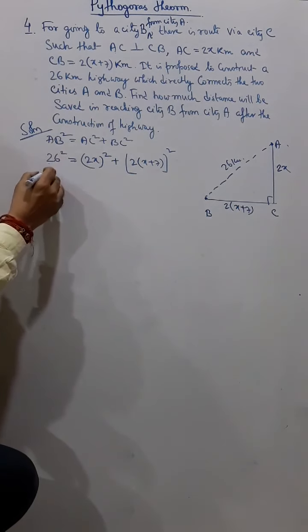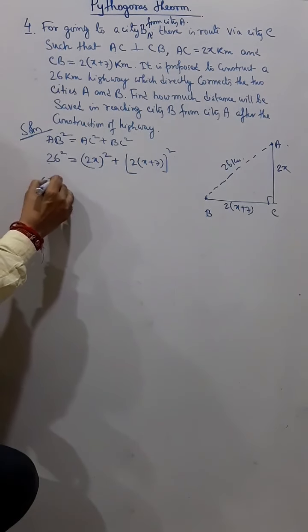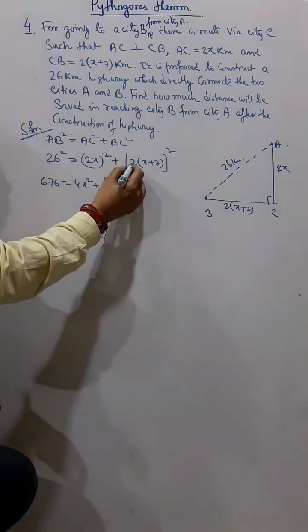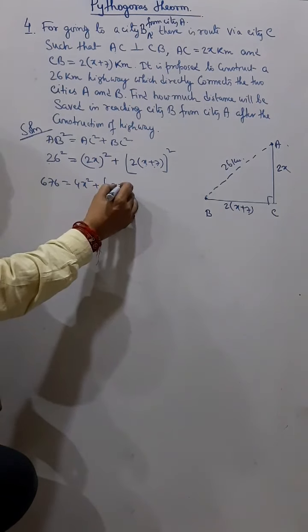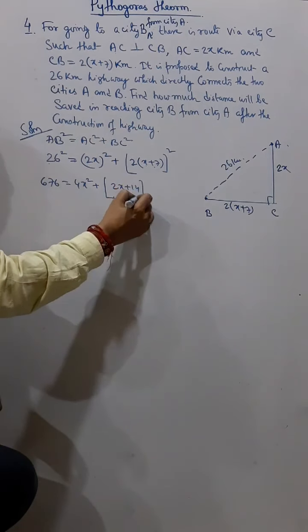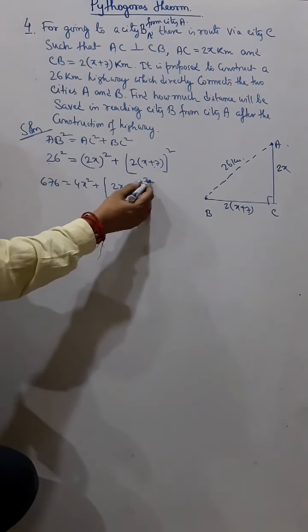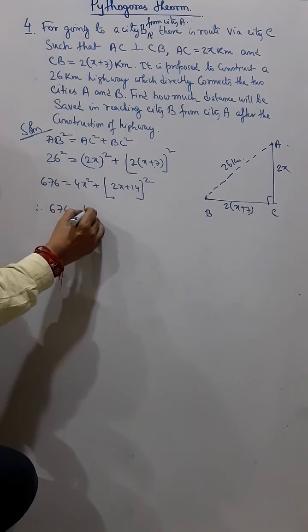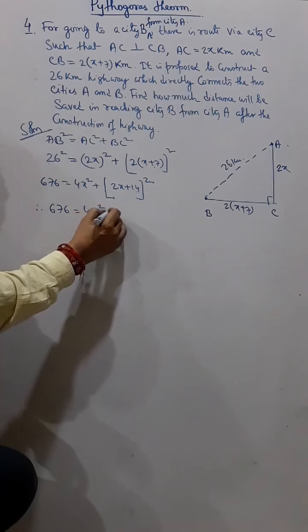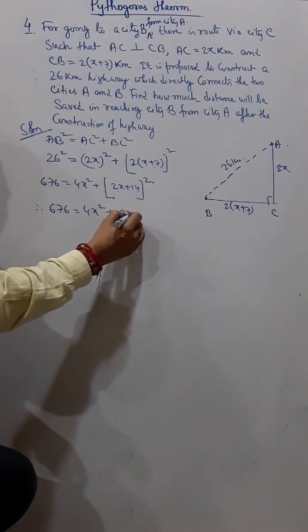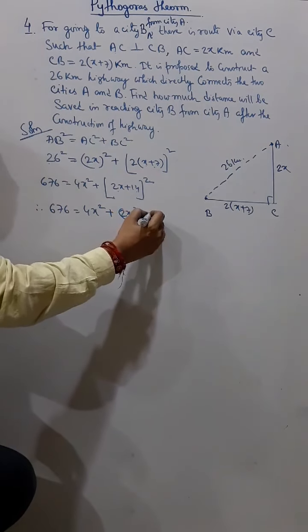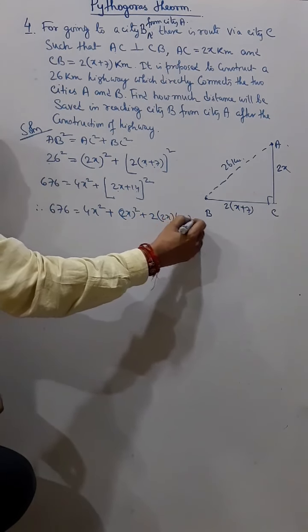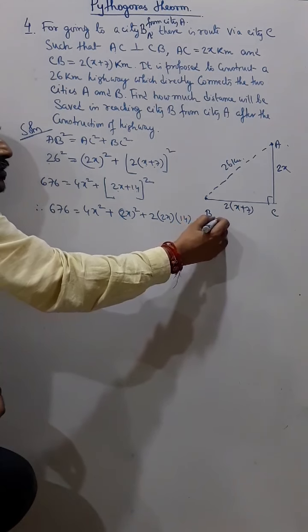So this 26 square is in fact 676. This becomes 4x square. Now what we can do, we first multiply 2x plus 14 whole square, and then we'll use a plus b whole square. Okay, so we get 676 is equal to 4x square. Now a plus b whole square, what we got, a square plus 2 into a into b and plus b square.